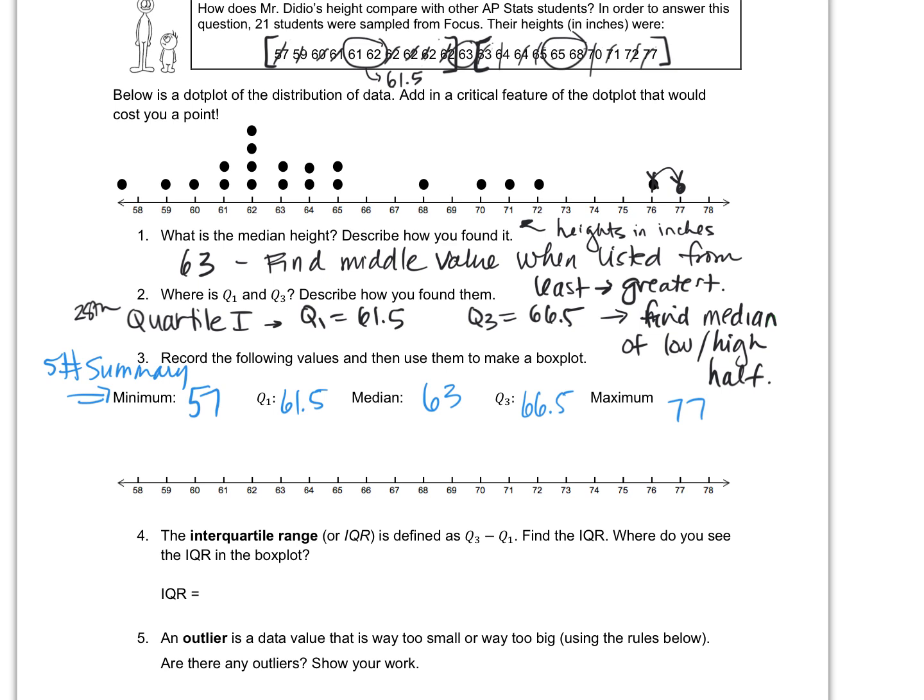So using this data, we can make a box plot really simply. You're going to start with the median, start in the middle. So I'm going to put a vertical line at the median. It's 63. And then Q1 is at 61.5. And then Q3 is at 66.5. And this creates the box in the box plot.